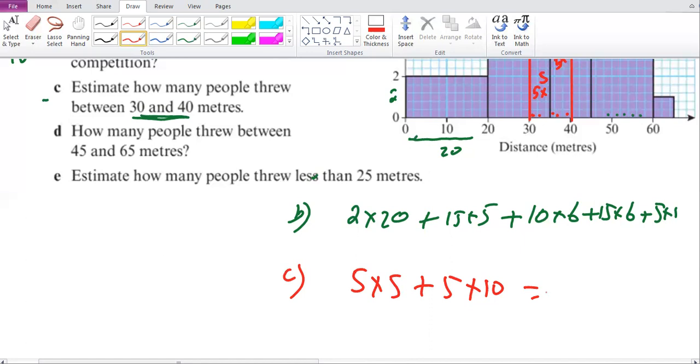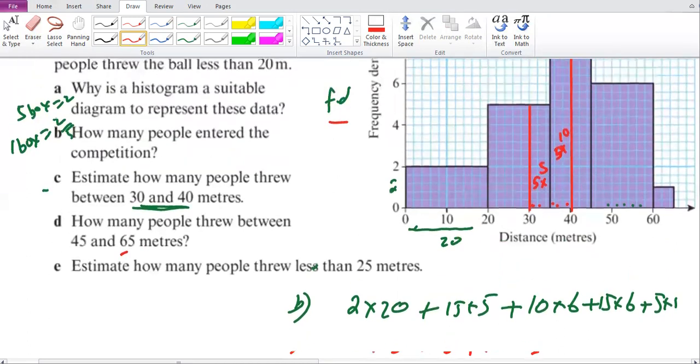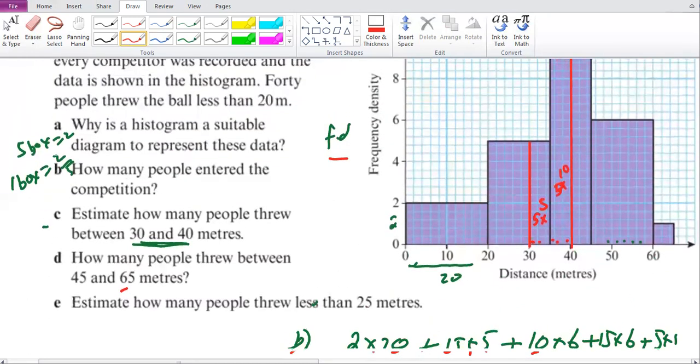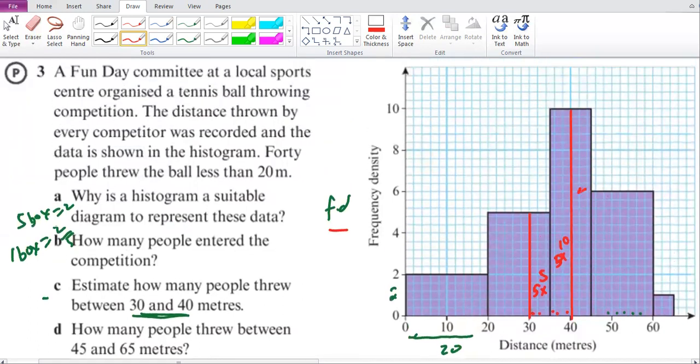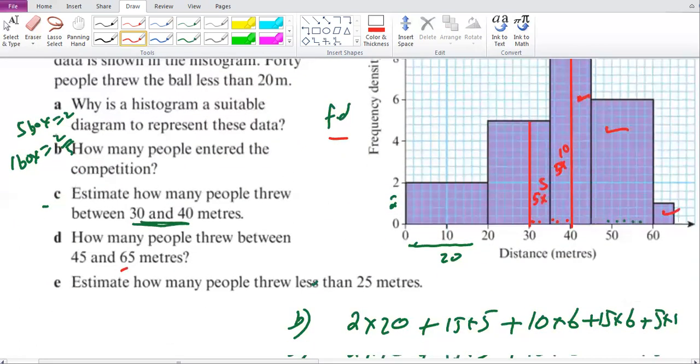Okay. Now for part D, how many people threw between 45 and 65? In the same way, this is 45 and this is 65. So what you should do, calculate the frequency for this one, frequency for this one, and add them. That will give you the answer. So you can try part D, please.